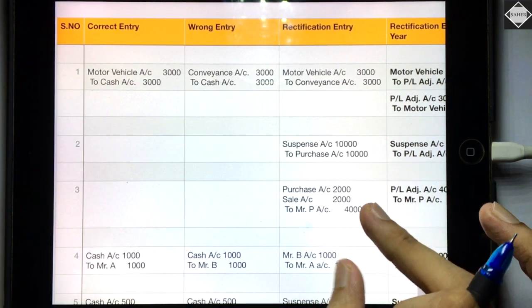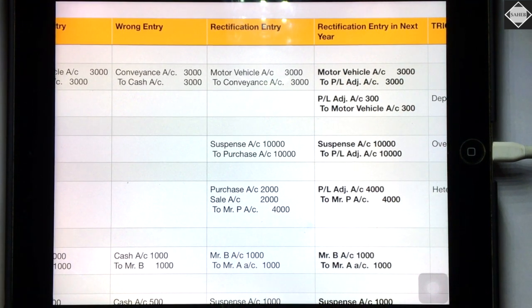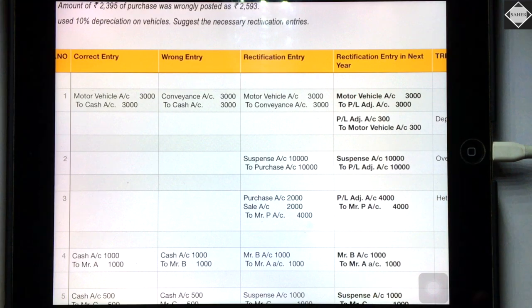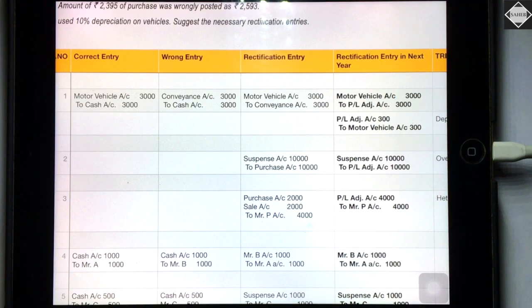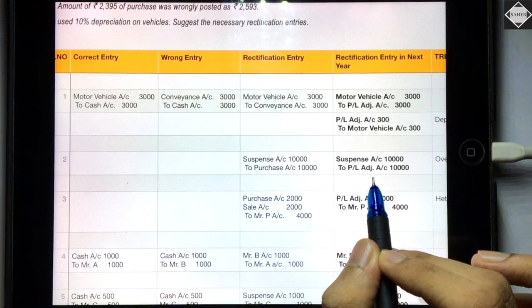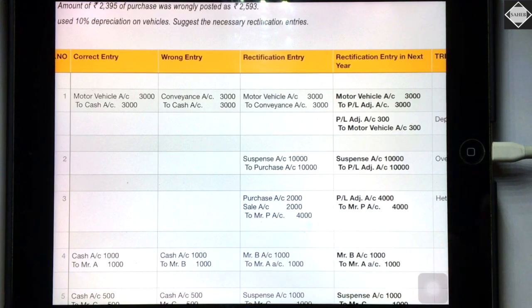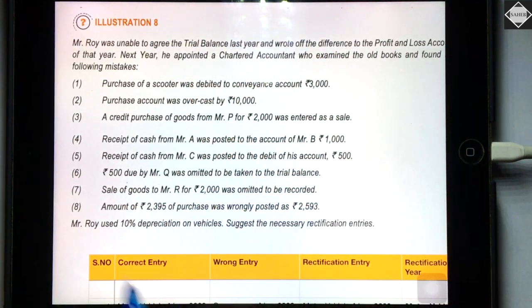Is there any change in the rectification entry the next year for this? No changes. Why? Because here you do not have any expense, neither any income. You don't need to replace anything. It's the same entry. Is that clear? Easy. So I have done this to give you a proper understanding. Why have I made these two columns over here? Just to show you that we'll be only replacing the expense and income accounts with profit and loss adjustment. Rest everything, liabilities, assets, capital, those things will be the same only. There will not be any change in that. Clear? Easy.